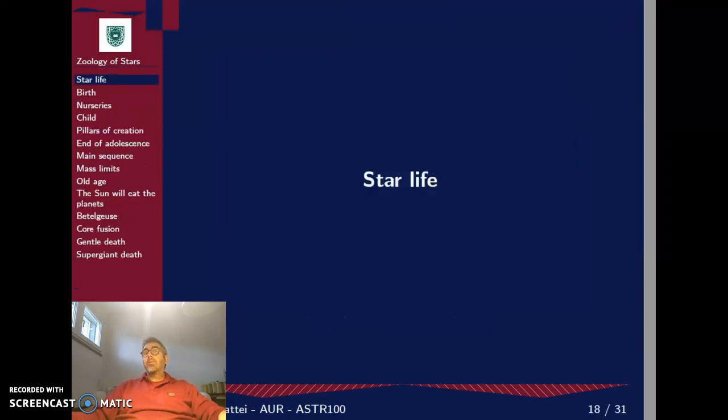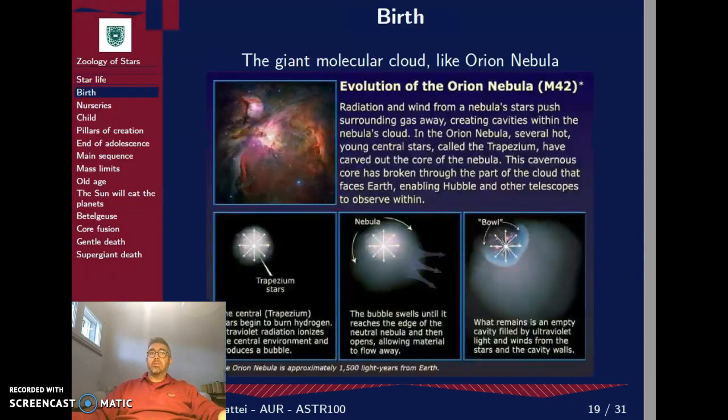So the star life can be summarized as a series of events. We have a birth. In this case, we see the Orion Nebula. In the Orion Nebula, we have a region on the top left, which is exactly what we can interpret as a bubble expanding. This bubble means that there is a young star there which is emitting a lot of ultraviolet radiation. This ultraviolet radiation clears up the space around it.